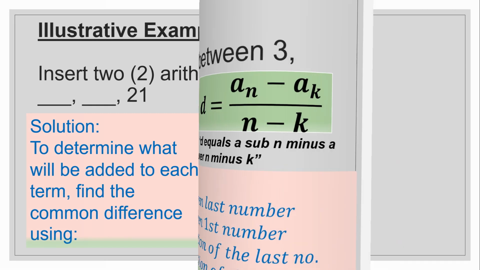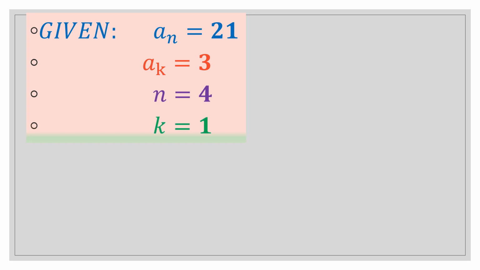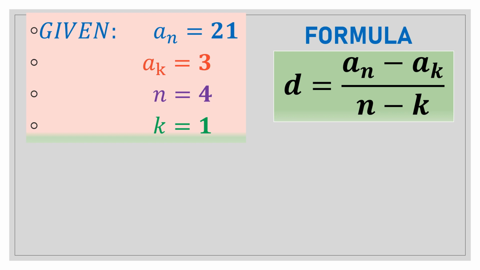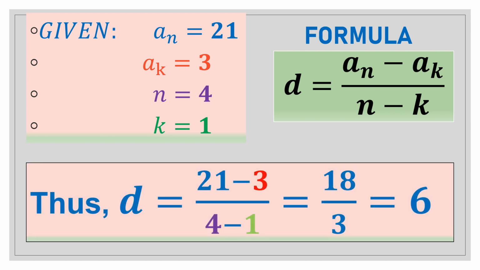And to do the solution, let us first identify what are the given. A sub n is equal to 21. A sub n is the last term. A sub k is equal to 3. A sub k is the first term. N is equal to 4. N is the number of terms in the sequence. K is equal to 1. Now let's use the formula. D is equal to A sub n minus A sub k all over n minus k. Thus, D is equal to 21, the last term, minus 3, the first term, over 4, which is n, minus 1, which is k.